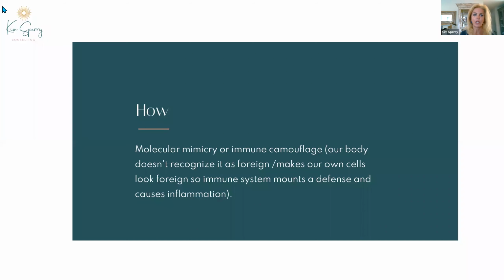Okay, so that's one stealth strategy, but they have multiple stealth strategies. The second stealth strategy is known as molecular mimicry or immune camouflage. This means that our body doesn't recognize it as foreign, so we don't mount an attack. Or the scarier thing is it makes our own cells look foreign, so our immune system mounts a defense against it. And this is known as autoimmune disease. And it causes inflammation. We're going to talk about how they use inflammation.